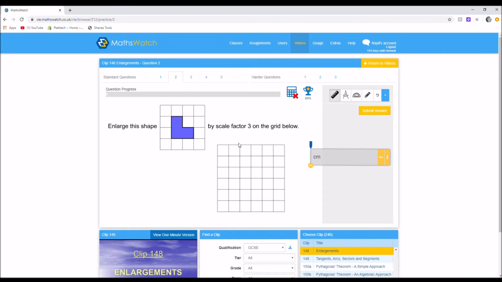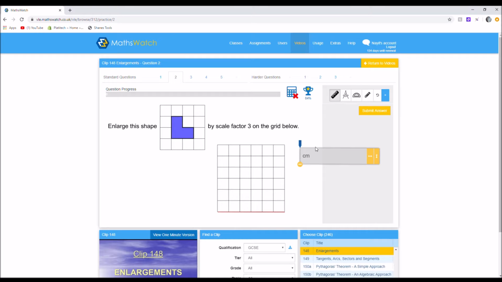So if you want to enlarge the shape by a scale factor of 3, that means each side of the shape can now be multiplied by 3. So when you start with this base, the base was 2, if you multiply that by 3, it now becomes 6. So at the bottom, we're going to draw a line that's 6 across, so that's the entire length of that square there.